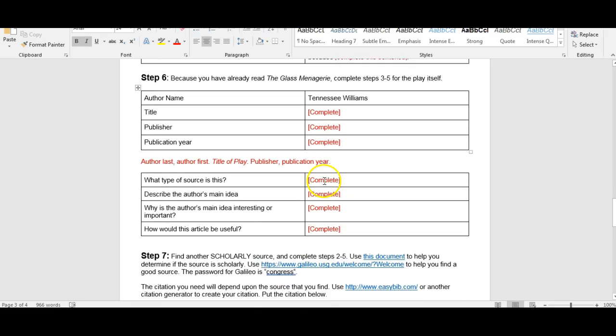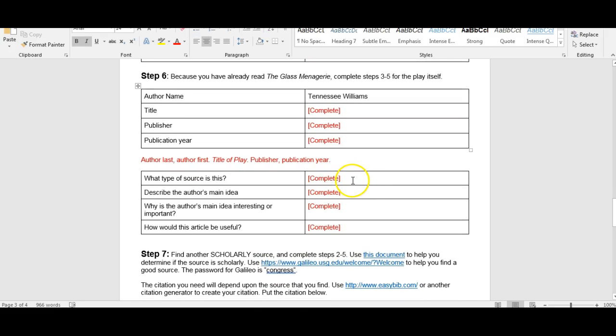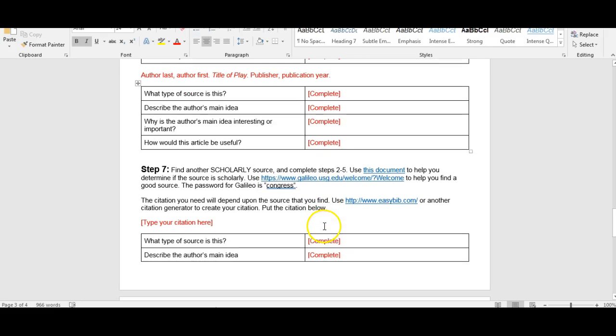When was it published? All right, what kind of source is this? You know what this is. What's his main idea? What's his theme? What is he trying to tell us here? All right. Why is it interesting? Why is it important? Why is it useful? All right. Why would you use this? And when we're thinking about why is it important and why is it useful, you will want to keep referring back to that thesis statement.